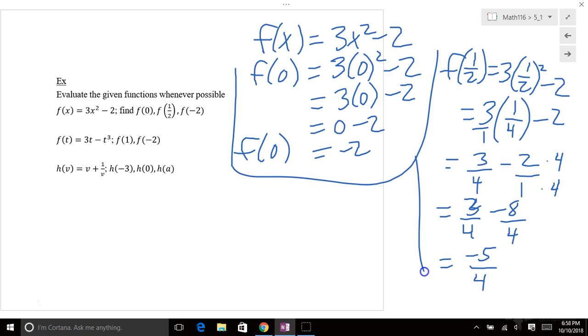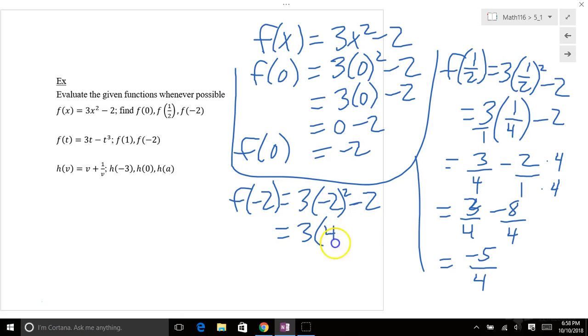Let's do the next one here. We got f of negative 2. So now we plug negative 2 in for x. 3 times x, which is negative 2. So we got negative 2 squared. It's negative 2 times negative 2 is 4. 12 minus 2 is 10. So f of negative 2 is 10.